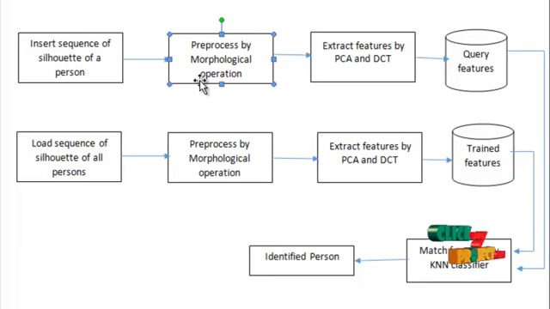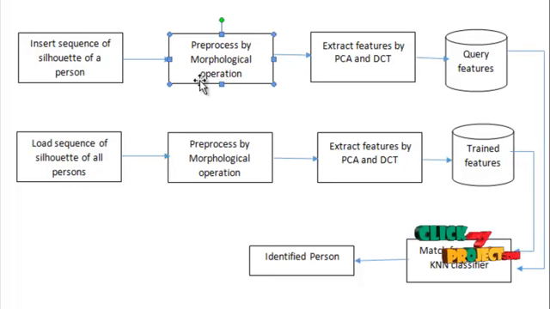After the morphological operation, we perform the feature extraction for the given query image. That is also done by PCA and DCT features. The PCA-extracted and DCT-extracted features are fused together before being stored. These fused features are called the query feature. This query feature is stored in a mat file format. The mat files are stored in MATLAB.